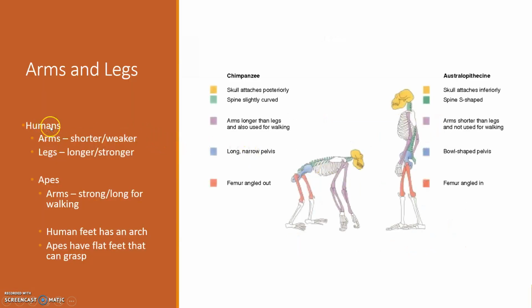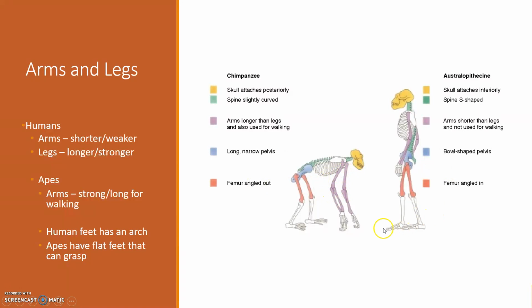Arms and legs. Now for humans, the arms are shorter and weaker than the legs. This is not necessarily a bad thing since we don't use our arms to walk. Our legs are longer and stronger than our arms, and our legs have strong muscles that help us move quickly without using as much energy. And for apes, their arms are strong and long, and of course they're used for walking.